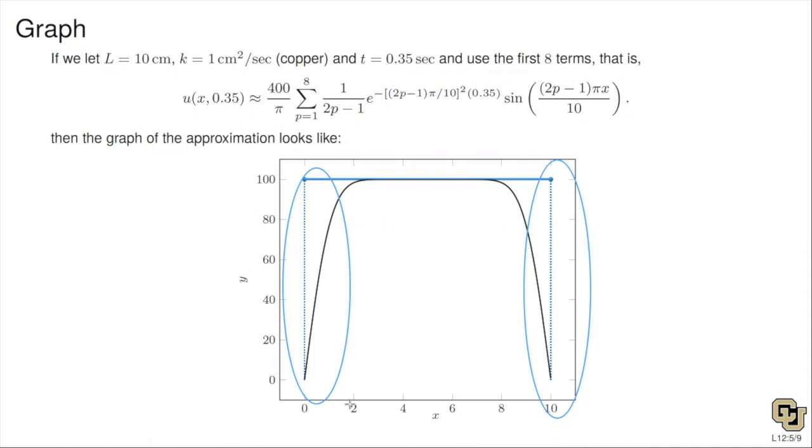The boundary condition on the right end also is u of L comma t equals 0. So as soon as time starts, the temperature at the ends of the rod is forced down immediately to 0 because of the boundary condition.